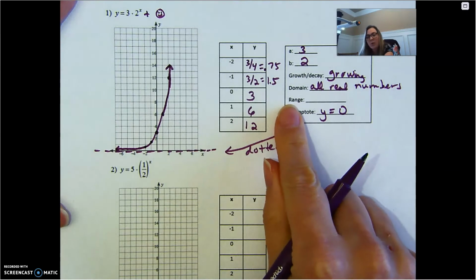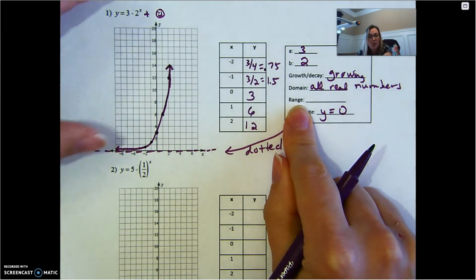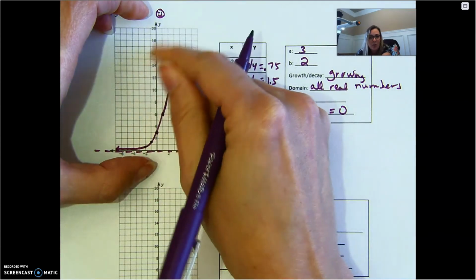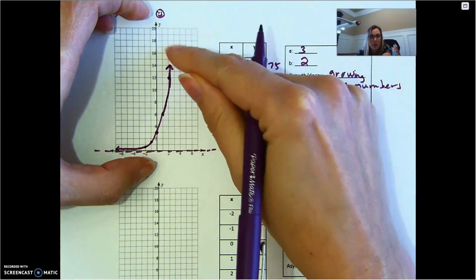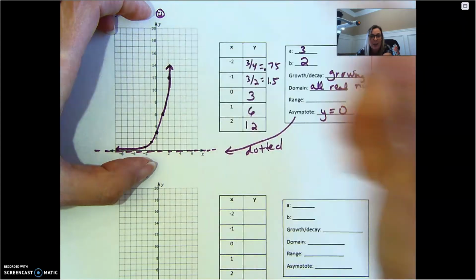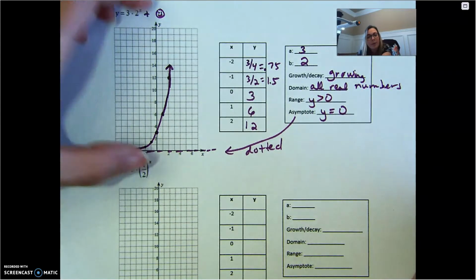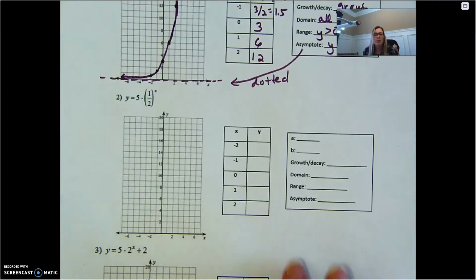All right, so as far as the range goes, range is describing the y-axis. We're using everything that's greater than 0, right? It's going to keep on going up and up and up on the y-axis. It's going to keep growing. So my range is everything greater than 0. All right, let's try another one.